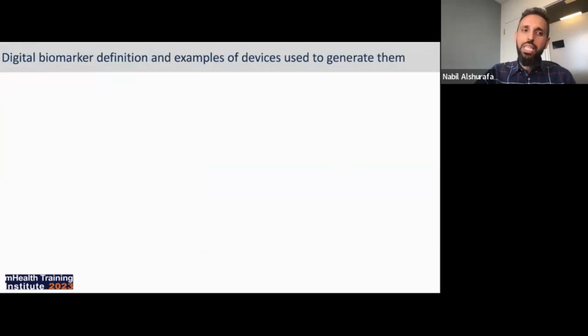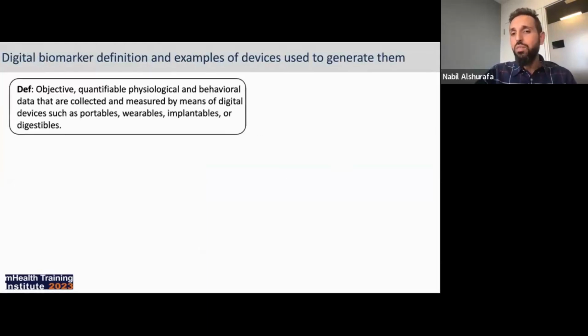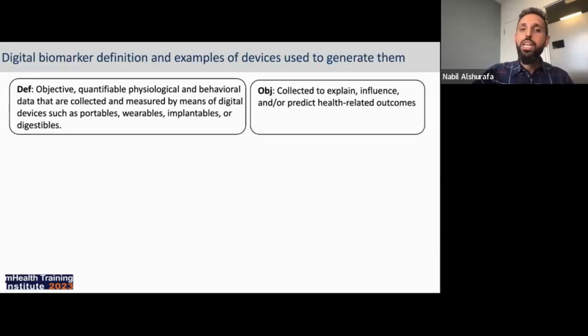So getting into digital biomarkers, what we mean here is that we define it as objective, quantifiable, physiological and behavioral data that we can obtain from digital devices, wearables, implantables, digestibles. Santosh also spoke a little bit before about stress and psychological factors that we can capture, but here we define digital biomarkers as mainly physiological and behavioral. Our objective is to collect them to explain, influence, and/or predict health-related outcomes.